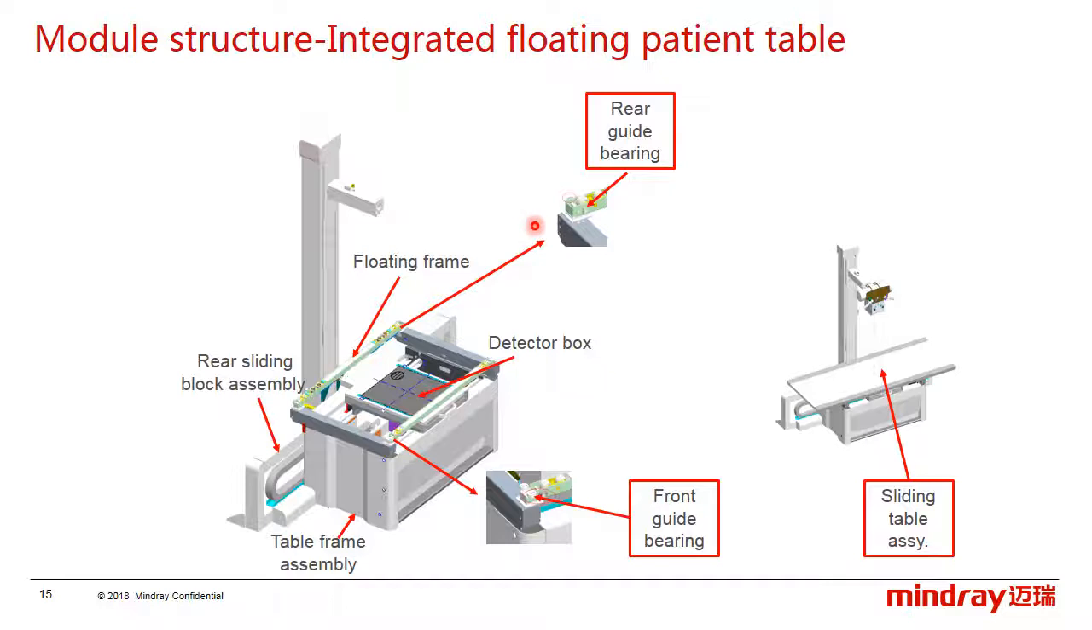The first one is the integrated floating patient table. Here, this is the tabletop. Under the tabletop, we can see the bearing, which guides the table sled. Besides, the 4 groups of electromagnets are installed on the floating frame to provide the brake function of the tabletop. Behind the table is the rear sliding block assembly where the tube stand can move.